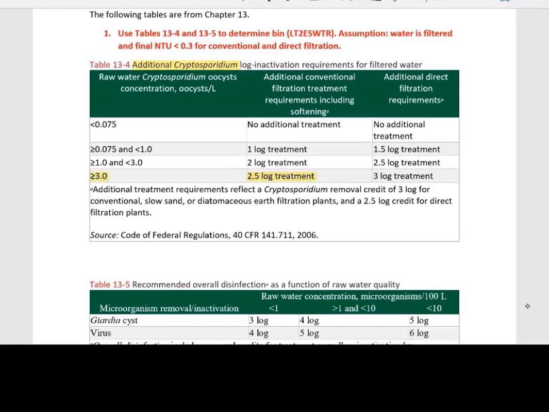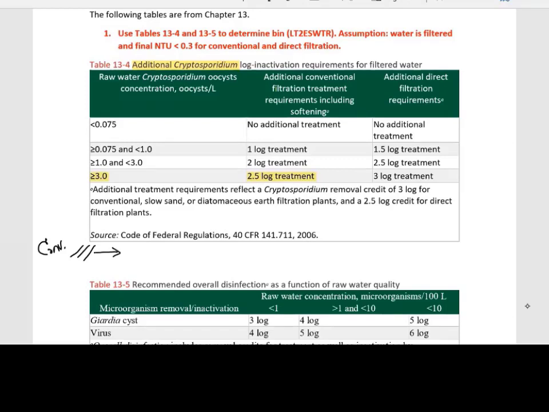So we have two different types of treatment here. We have conventional, notice we have conventional filtration and direct filtration. So conventional treatment, we start with screening.